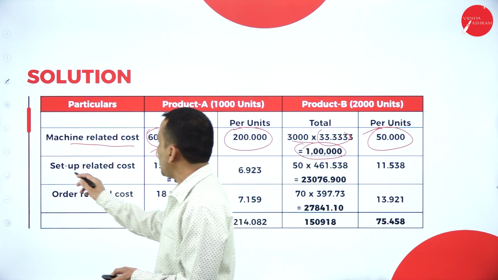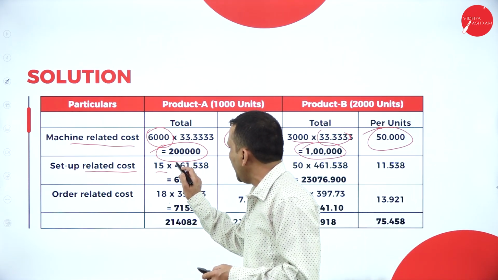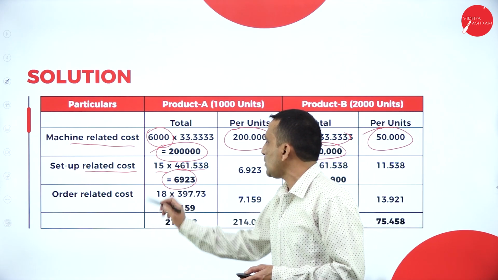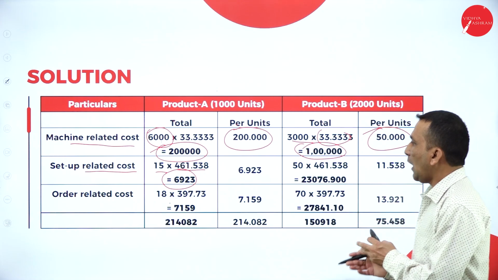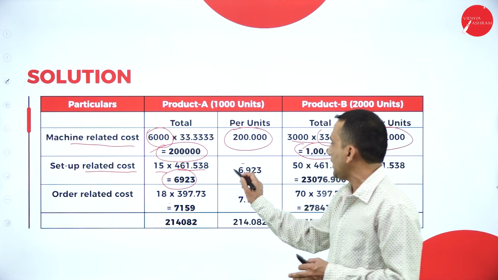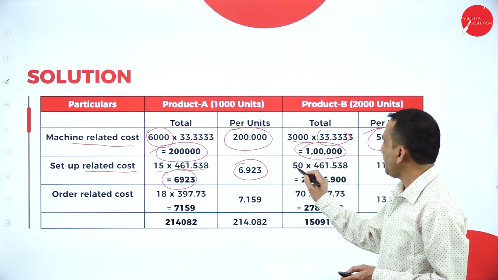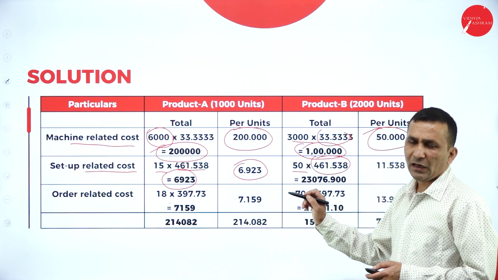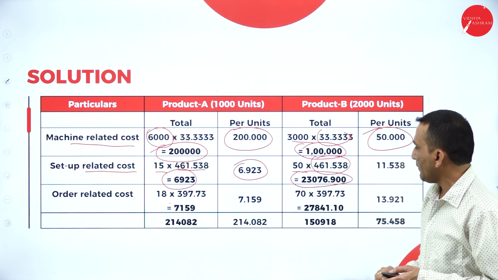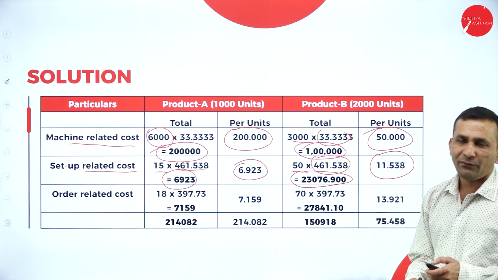Moving to the setup related cost. For product A, the setup is 15 times the rate we found, 461.538, which gives 6,923. The rate per unit is 6,923 divided by 1000 units. For product B, the number of setups is 50 at the rate we already calculated, 461.538. If you multiply, we get 23,076.900, divided by 2000 gives 11.538.